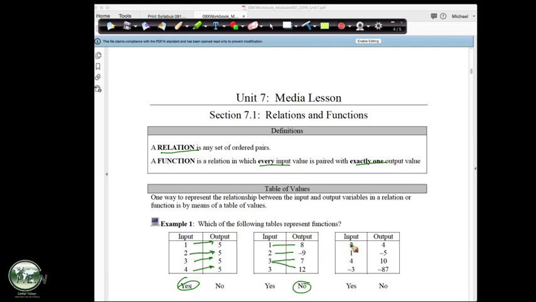Last one, 2, 1, 4, 3. If the input is not repeated, is it possible for it to not be a function? No, it has to be a function. As long as there's an output, because each one of these is going to have an input. Exactly one. So this one, yes.